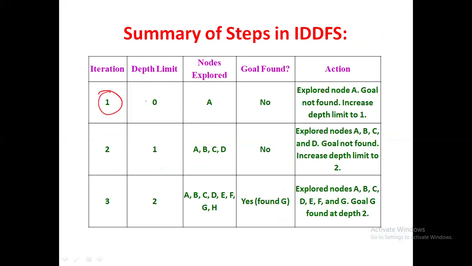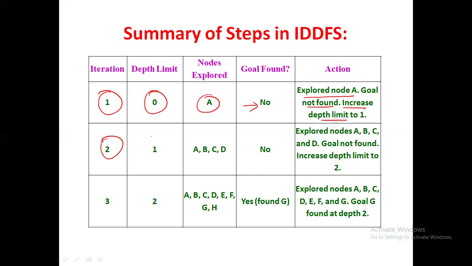So in the first iteration, the depth limit is 0. What is the initial node? Starting node is A. Goal is found? No. What is the action for this? Explore node A, and the goal is not found. Hence, we have to increase the depth from 0 to 1.